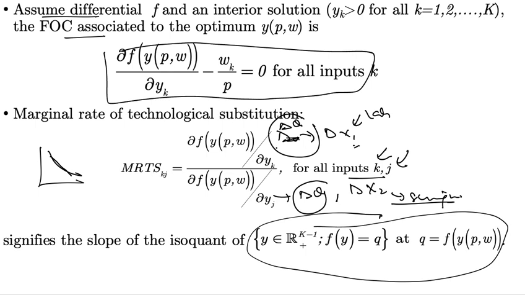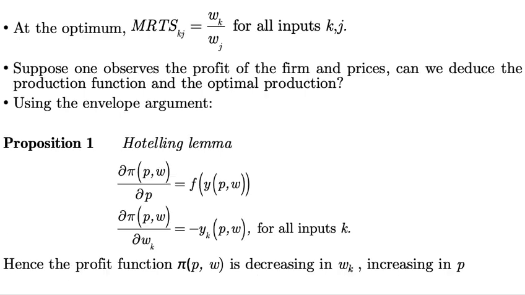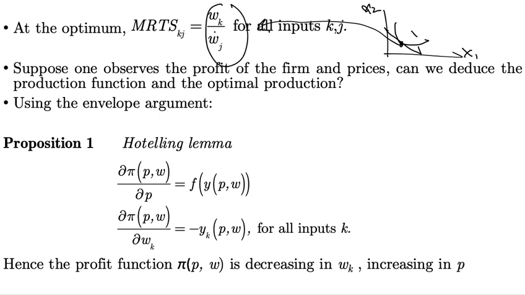Okay, now, at the optimum level, let me redraw again. If we have isoquant x2, x1 here, this is the cost function, this is the isoquant. At this point, you can see the ratio of the price, the marginal cost, is actually equal to MRTS, the slope of the isoquant.